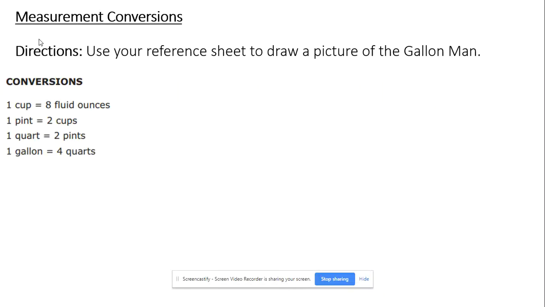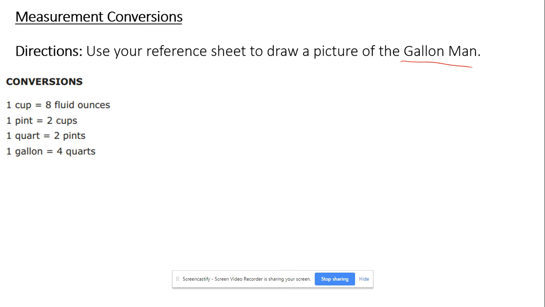So now we're going to be using measurement conversions. And one way to help with this is by creating the gallon man. So the gallon man is just a picture, I'm sure you've all seen it, that helps with looking at that reference sheet since there's just a bunch of numbers on there. It helps make it easier to interpret.